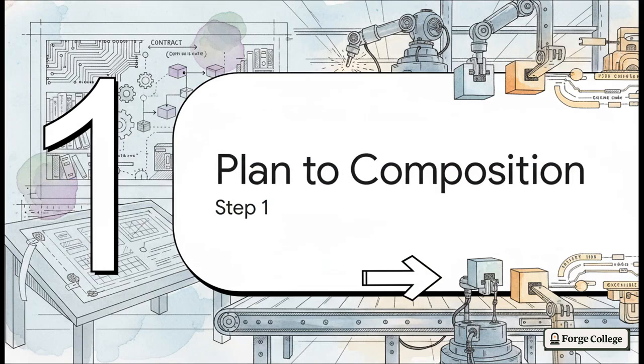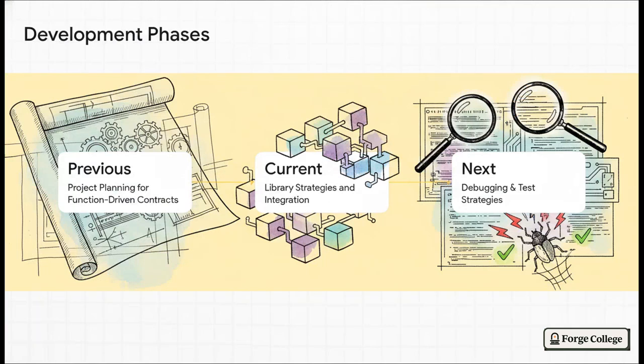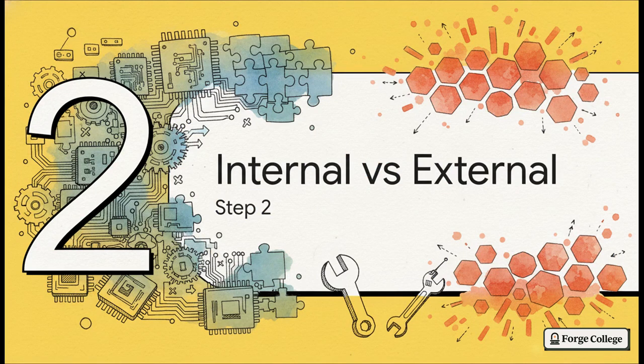Section 1. From planning to composition. So here's where we stand in the process. In our previous lesson, we drew up the plans and tackled project planning. Today, we're in the current phase, which is library integration. We're taking those prefabricated parts and putting them together. And next up, we'll run some rigorous diagnostics with debugging and testing.